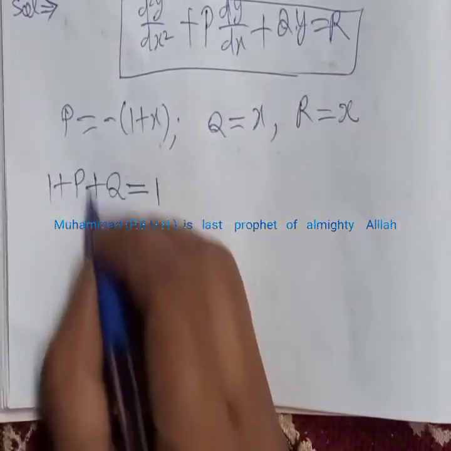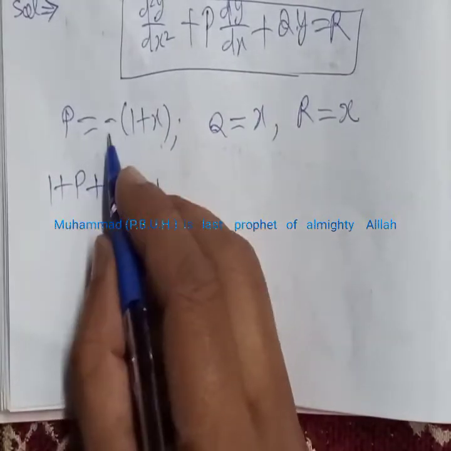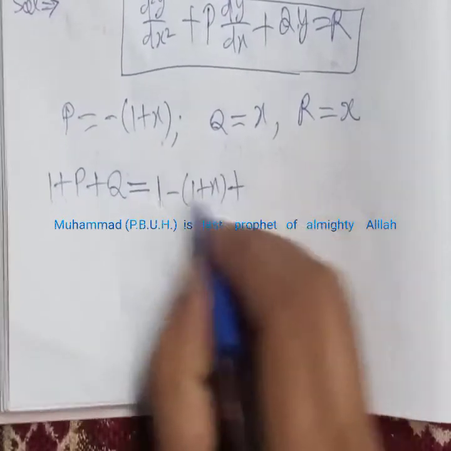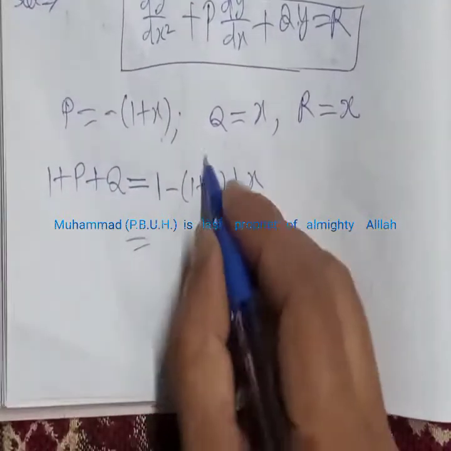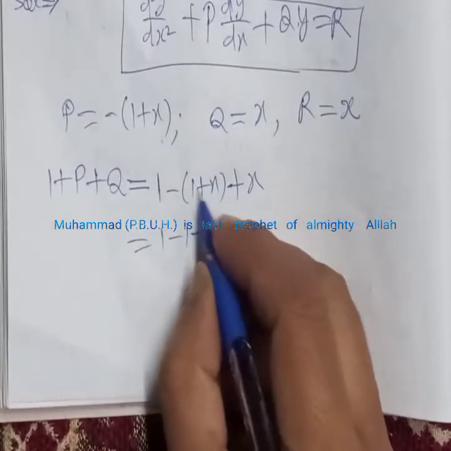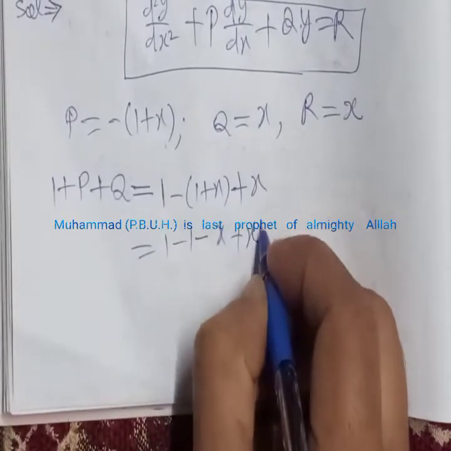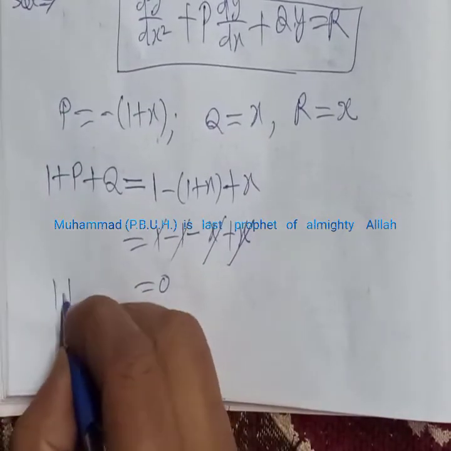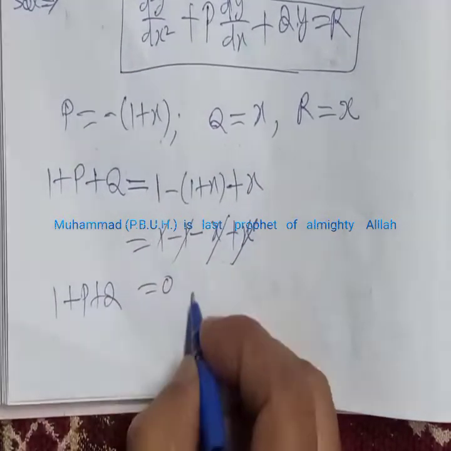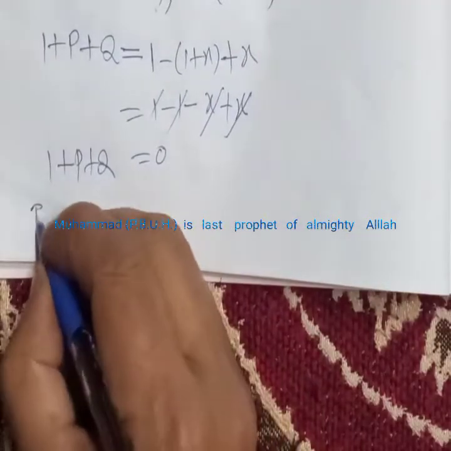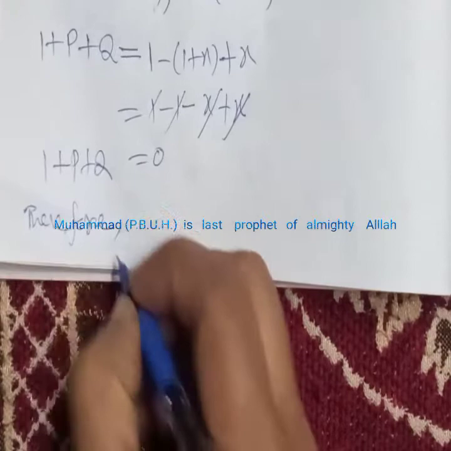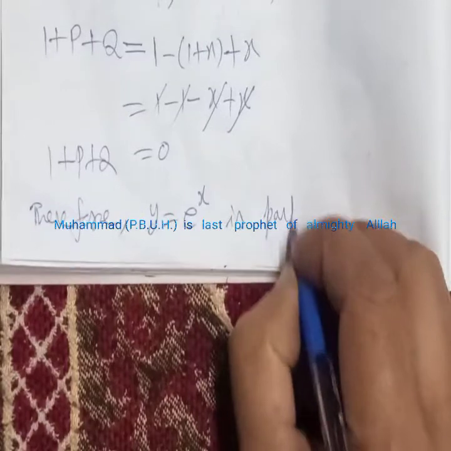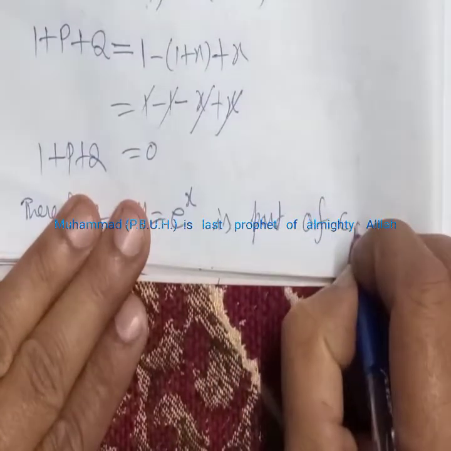So we put the values of p and q here. P's value is negative, so we write minus (1 plus x), and also the value of q is x. On opening this bracket, we get minus 1 minus x, and x cancels, and 1 and minus 1 cancel. We get the value of 1 plus p plus q equal to 0. Therefore we can say that y is equal to e to the power x is part of the complementary function.